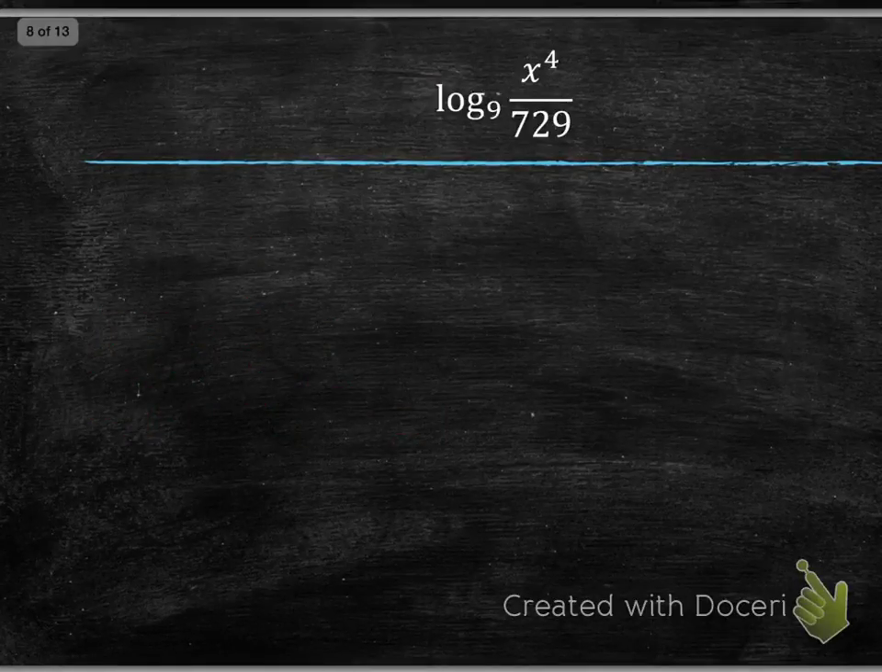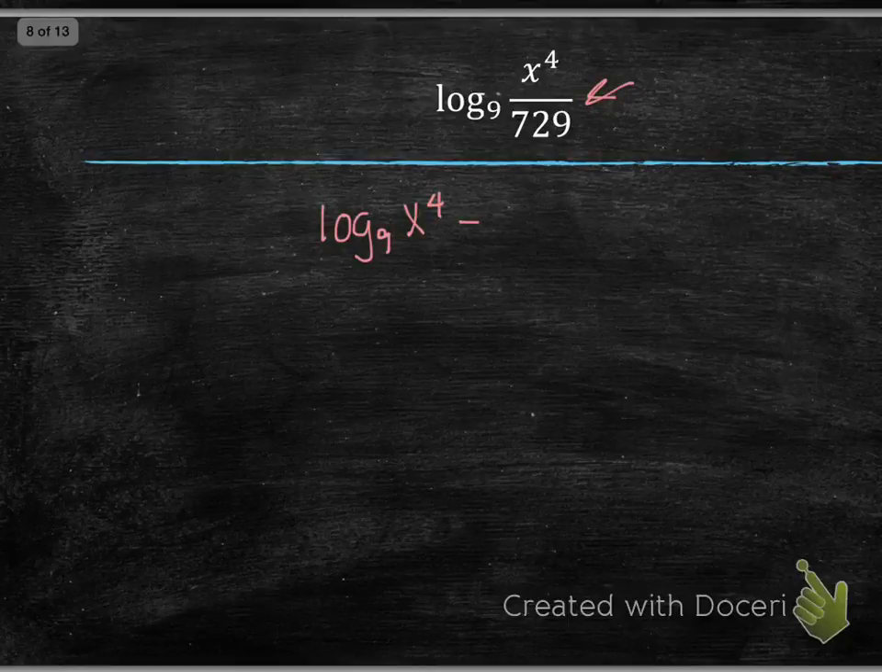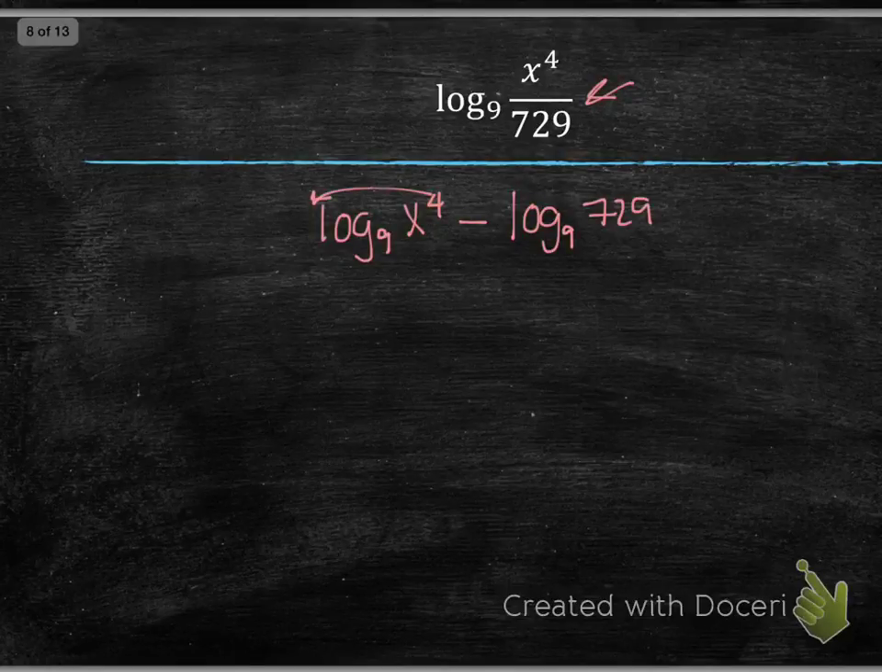Okay, and next one, looks like we got another division sign. So I got log base 9 of x to the 4th minus, division means minus, log base 9 of 729. I have to bring this 4 to the front. So last time we were doing it, whenever you had a number in front, you sent it back first. Now it should be your last step. So now I got 4 log base 9 of x, and then I check to see if this can simplify. So I'm going to write them over on the right side.